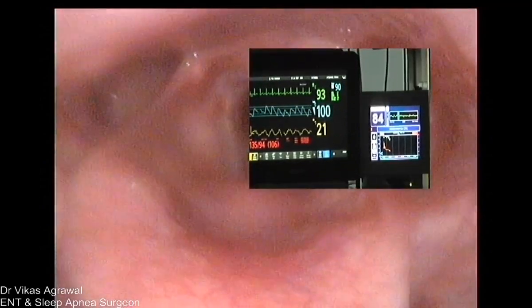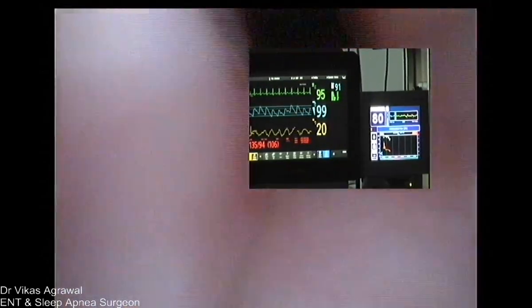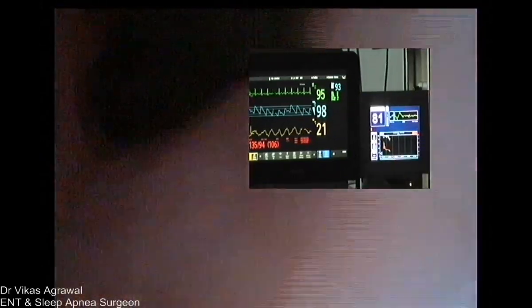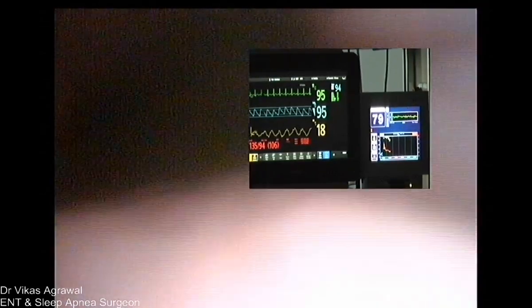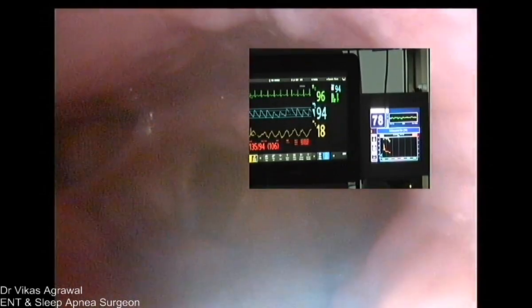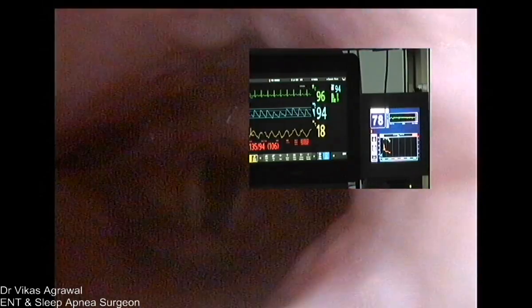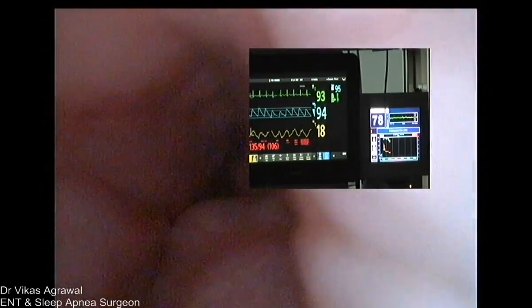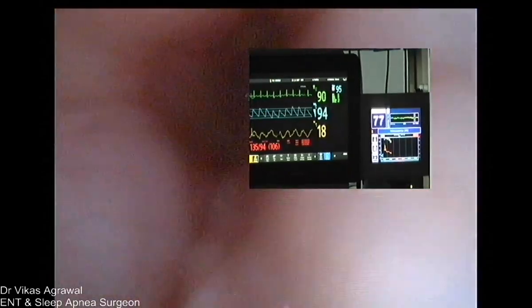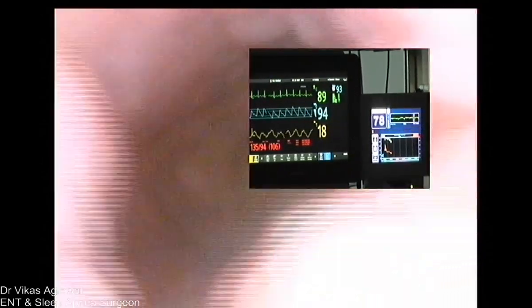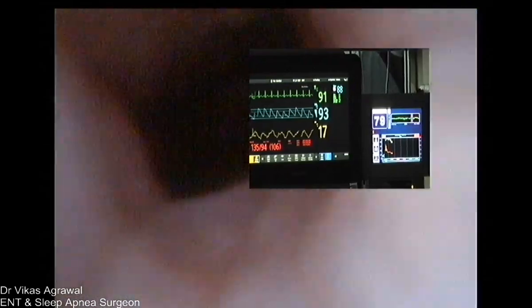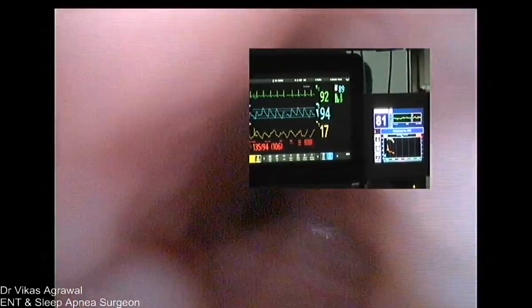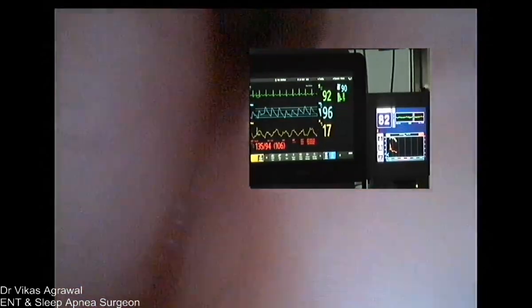You can see the patient grossly snoring, but still there is no collapse of tongue base. And this is the tonsil. I'll explain while operating. Can you see this tonsil coming together? This is the tonsil and this is the posterior pillar. Okay, so this is the posterior pillar with the palatopharyngeus muscle and the tonsil coming closer. So this is clearly a lateral type of collapse.